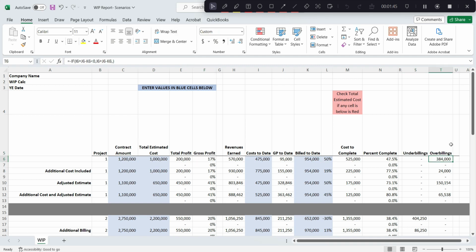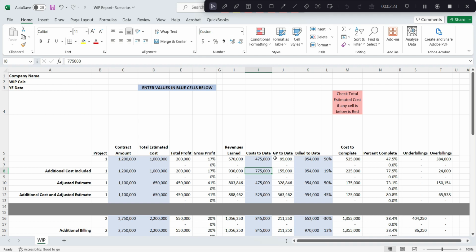So as a result, we have a huge overbilling, which, considering where this job is at, roughly 50%, something looks a little unusual. We may need to do some digging. So the first case, what I've seen, and by the way, these are all based off of real examples that I've seen in the field as I've worked through making adjustments on the WIP. So hopefully these will be helpful for you. So the first one, it says additional cost included. Same contract price, same total estimated cost, same billings to date.